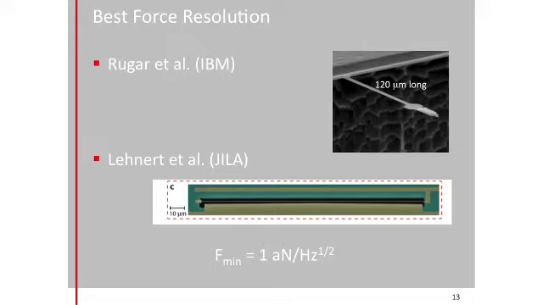And this is just one recent example from Konrad Lehnert's group in Colorado at JILA, where it's essentially just a string made out of aluminum. So taking to this limit a very, very long and thin resonator. And they can also achieve this kind of record low 1 attonewton per root hertz measurement sensitivity. This might give you some ideas about what the cantilevers of the future are.